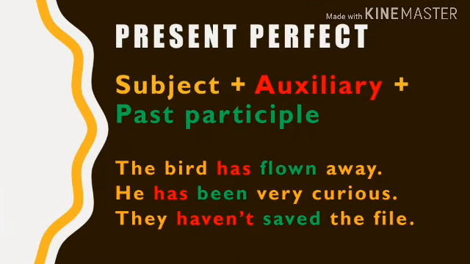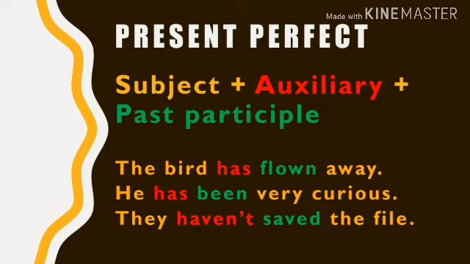The general structure for present perfect tense is you need a subject, an auxiliary, and past participle. Some people call past participle verb 3, and that's okay. The examples are the bird has flown away. The bird is the subject, has is the auxiliary, and flown is the past participle.